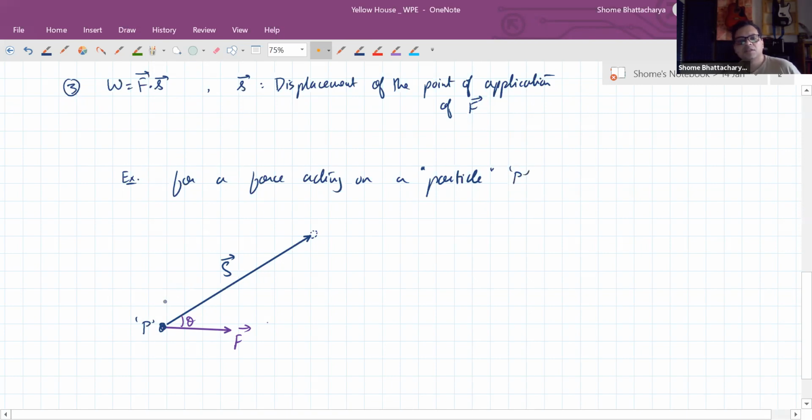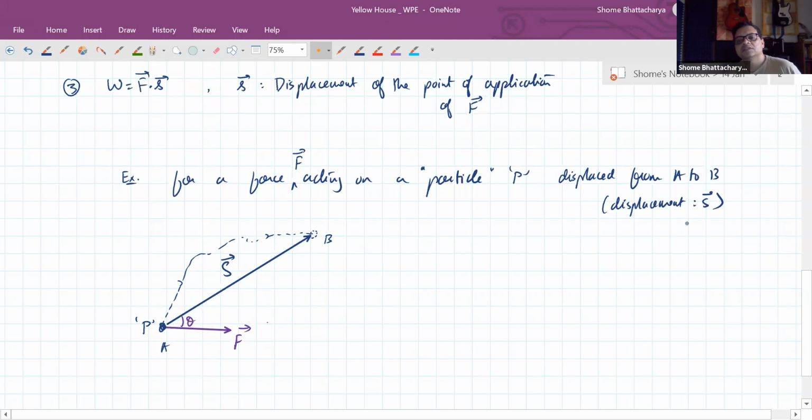Now it may be that the particle's actual path is this. Doesn't matter. The actual path might be this, but it is moving from this initial position A to this final position B. Okay, so for a force F acting on a particle P displaced from, let's say, A to B, the displacement is vector S.